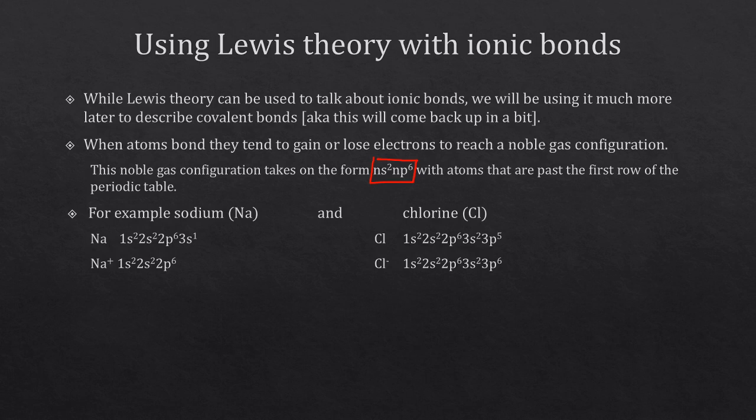You have Na, which is 1s2, 2s2, 2p6, 3s1, and if it loses 1 electron, it becomes 1s2, 2s2, 2p6. You'll notice this is the noble gas configuration. And if we were to write sodium as an atom, it would have 1 dot. If you were to write Na+, we wouldn't have to worry about any dots. It lost its last valence electron.